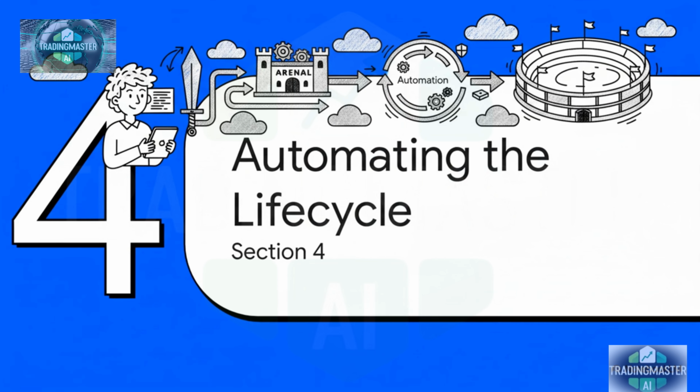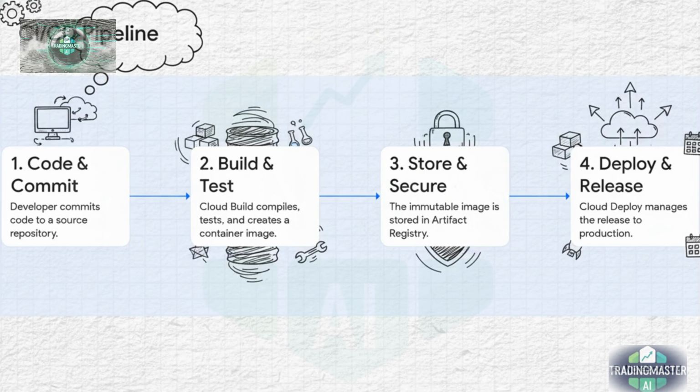So we have the arena, and we have the arsenal. But how do we get our code, our weapon, from the developer's hands into that arena quickly, safely, and repeatedly? Well, the answer is automation. This process here is our automated assembly line, also known as a CI/CD pipeline. It kicks off the very moment a developer commits new code. That single action triggers a whole chain reaction.